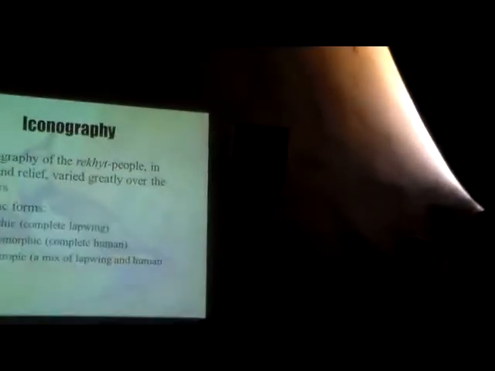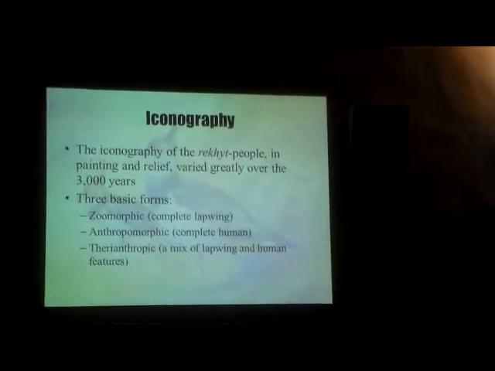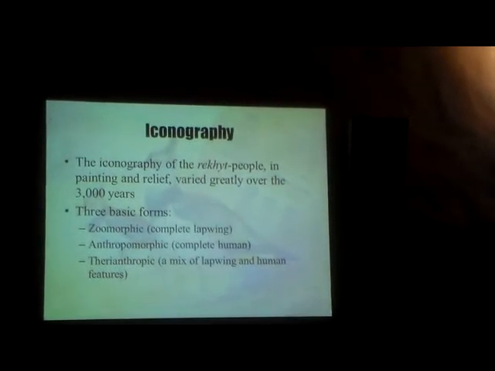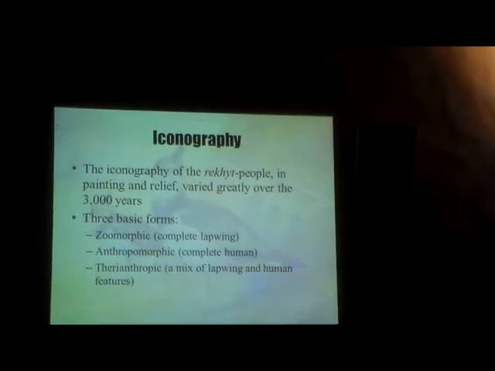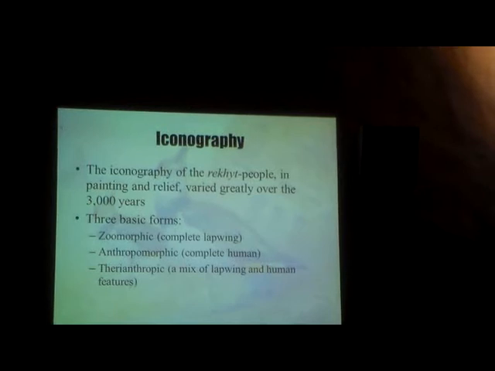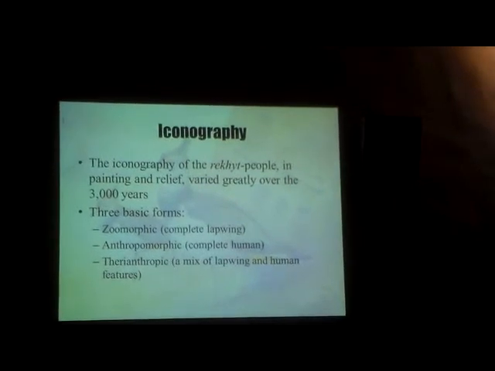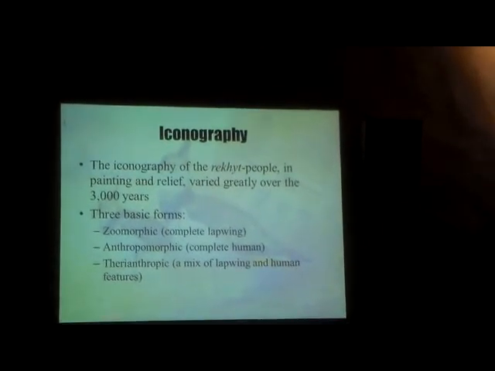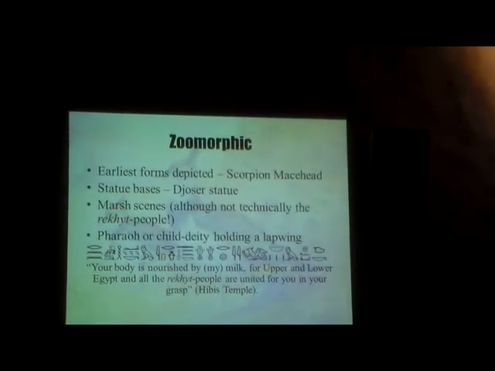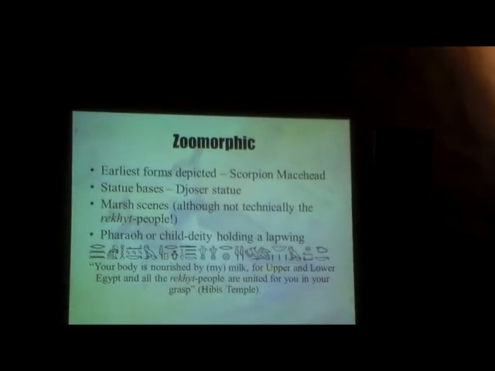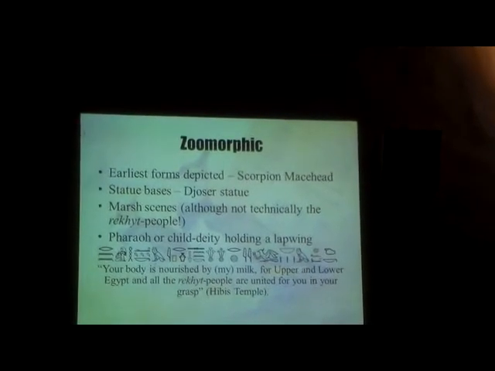What about their iconography, their appearance? Well, we've got 3,500 years of iconography for the lapwing. There are 3 basic forms. There's the zoomorphic, which is a complete lapwing. There's anthropomorphic, complete human. And then there's stereoanthropic, which is a mixture of animal and human features. Zoomorphic is the earliest. We've already seen the Scorpion mace head, the statue base of Djoser, for example, and of course you've got the marsh scenes, although these technically are not the rekhyt people. They're just lapwings in the marshes.